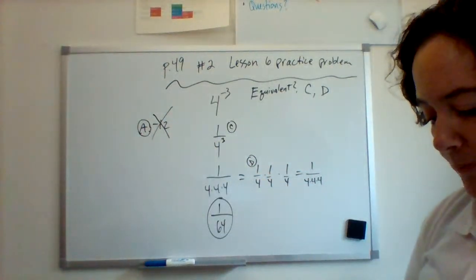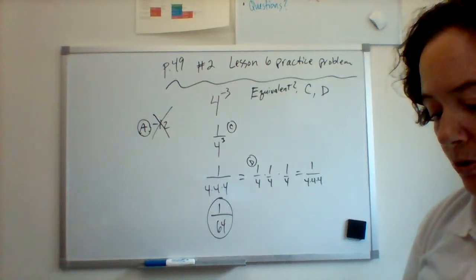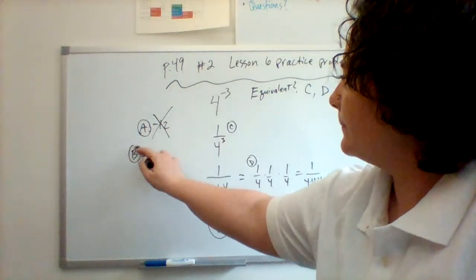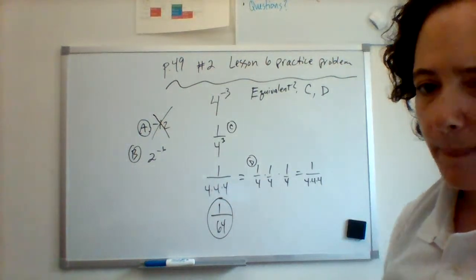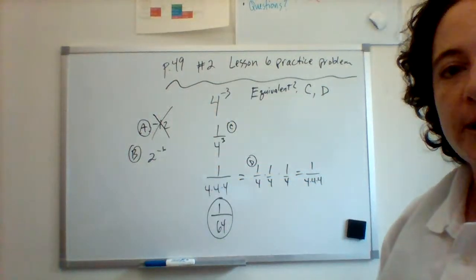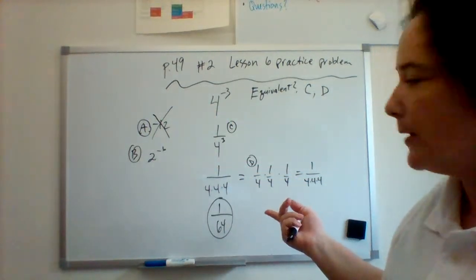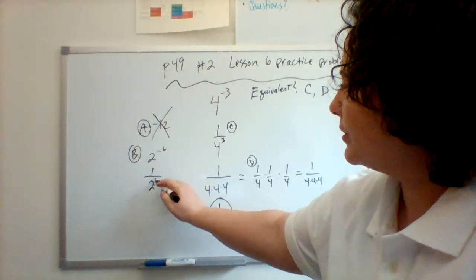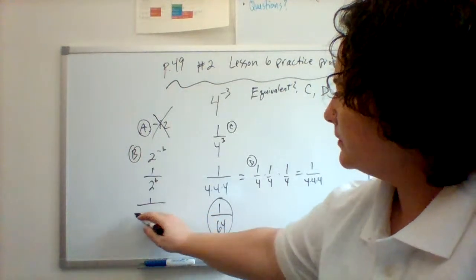So let's take a look at B. B is 2 to the power of negative 6. Okay, let's take a look at that. 2 to the power of negative 6. Well, let's do the same thing, and let's see if we actually get the same answer. Let's see if we still get 1 over 64. I don't know, maybe we will. This is the same thing as 1 over 2 to the 6th power. All right, let's keep going.